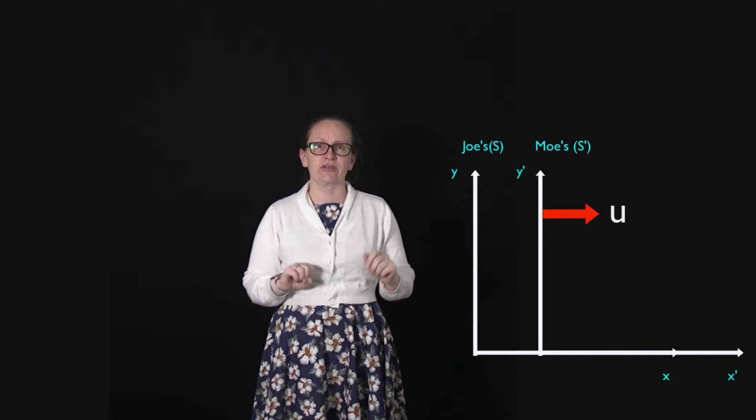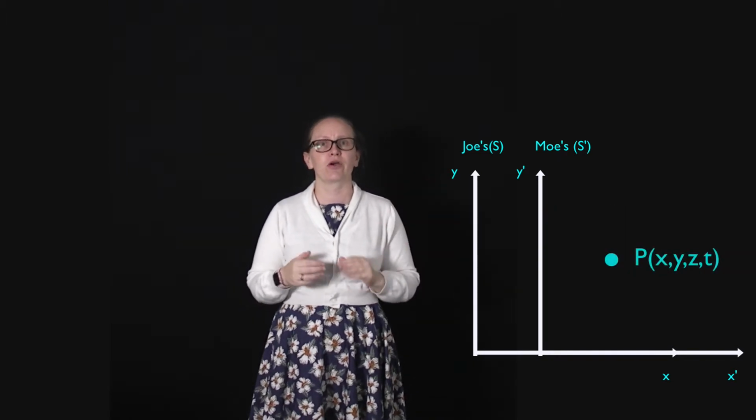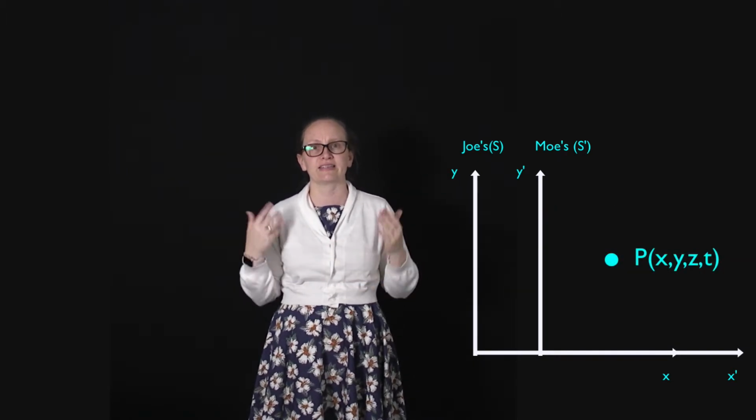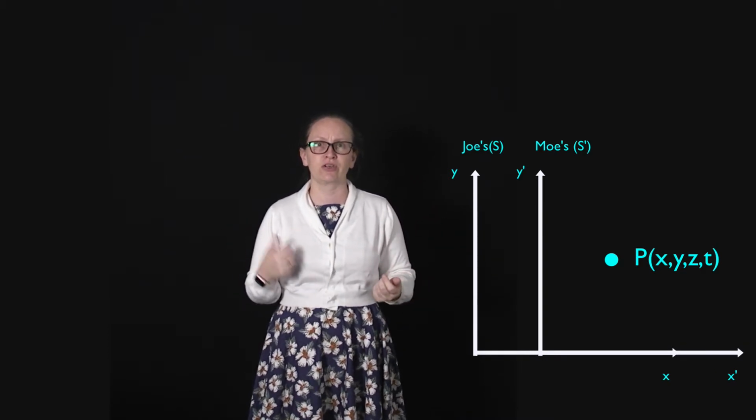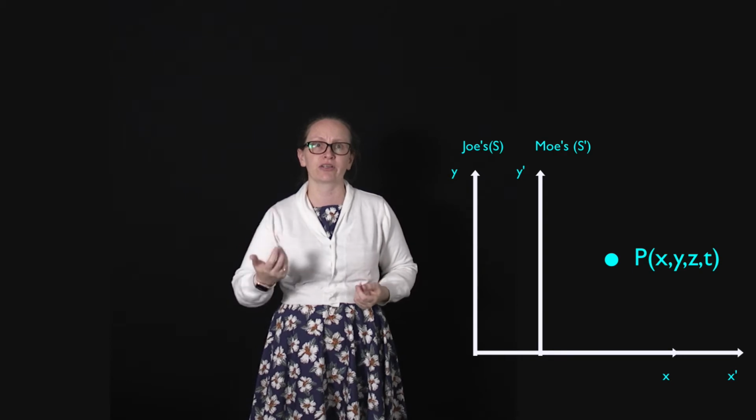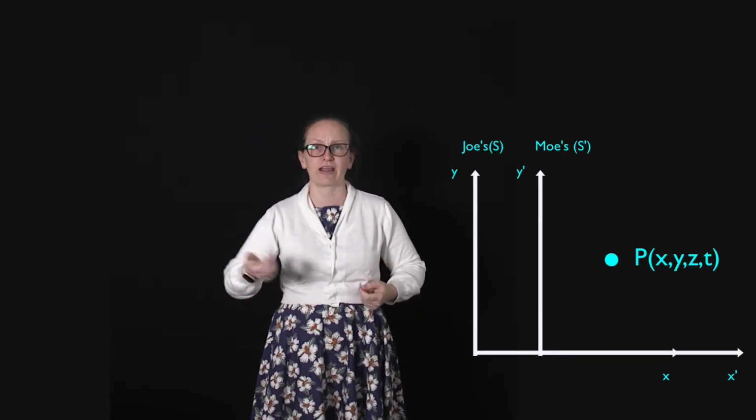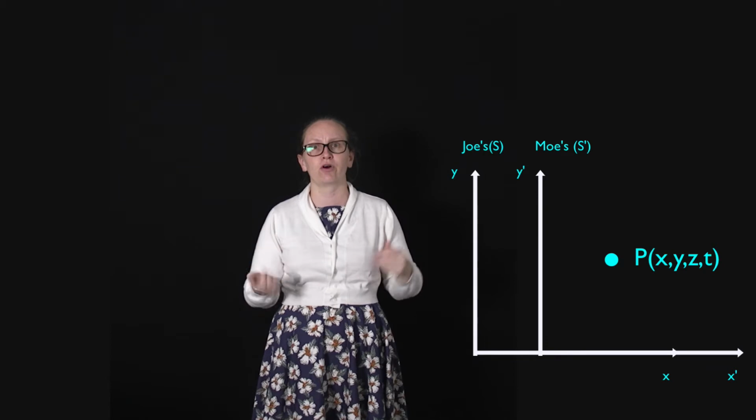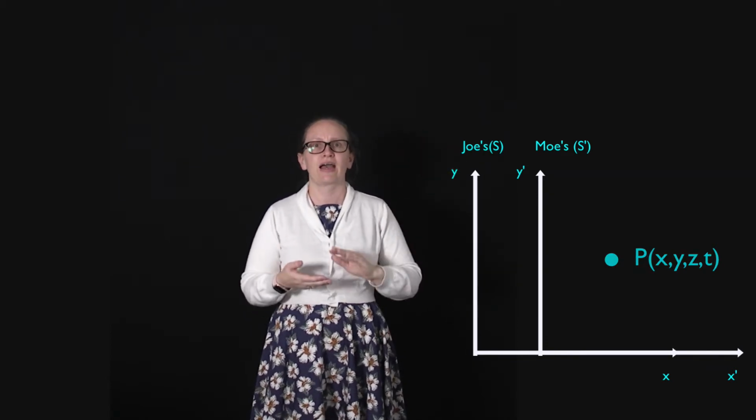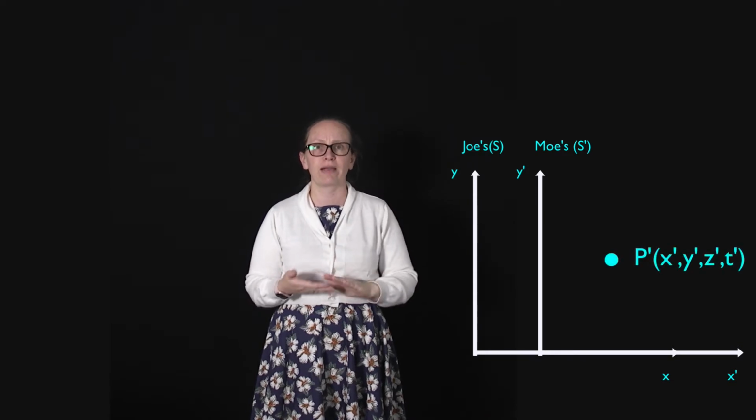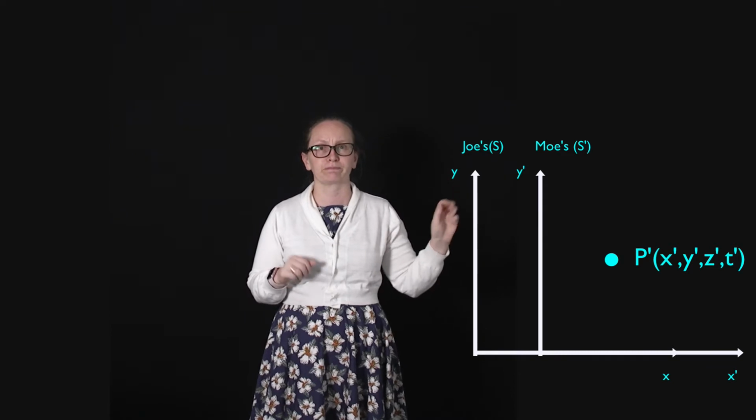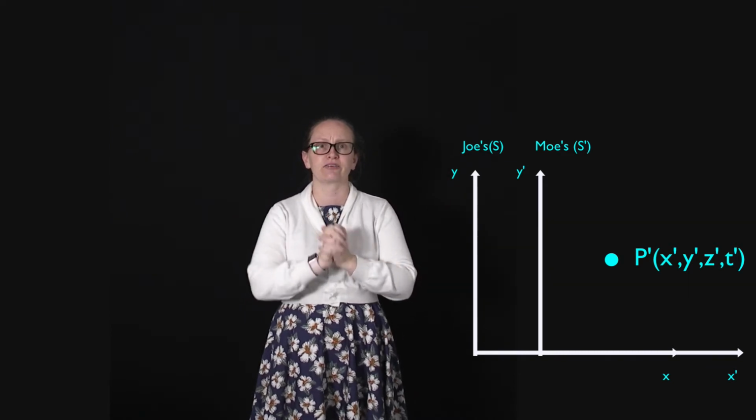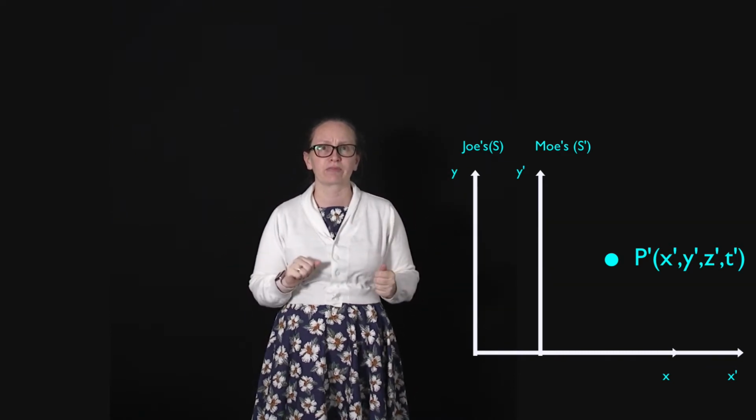Now what we're going to do is consider point P with coordinates x, y and z at time t in Joe's reference frame. And what we want to do is work out, well, what are the coordinates in Mo's reference frame of the same point, which we'll call point P prime in Mo's frame. So P prime has coordinates x prime, y prime, z prime at time t prime in Mo's frame. So we'll start by considering, well, what's x prime?